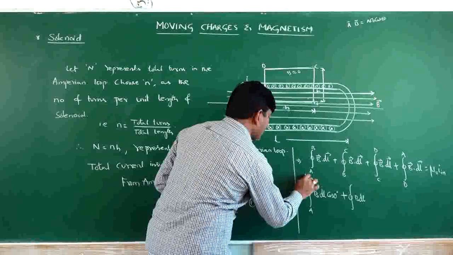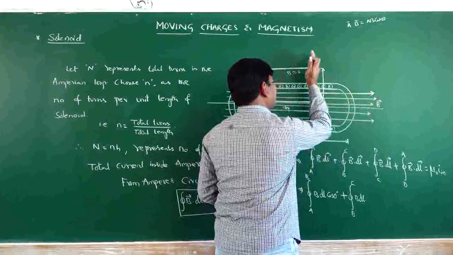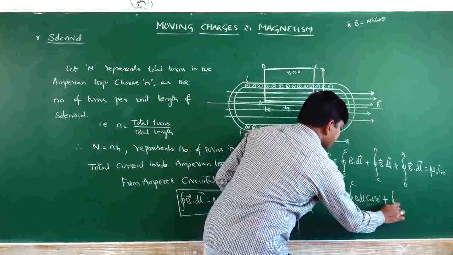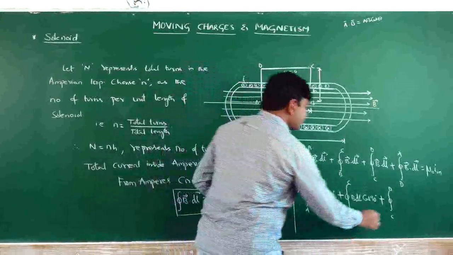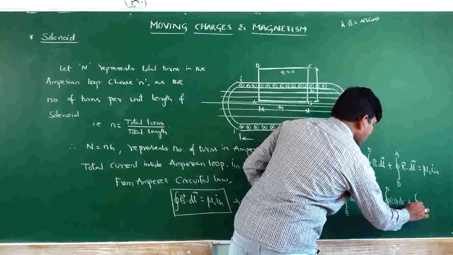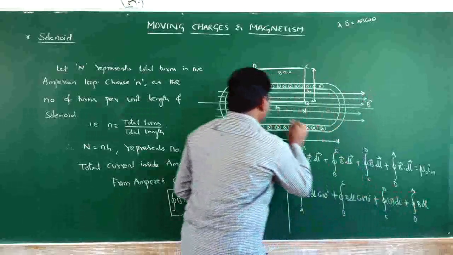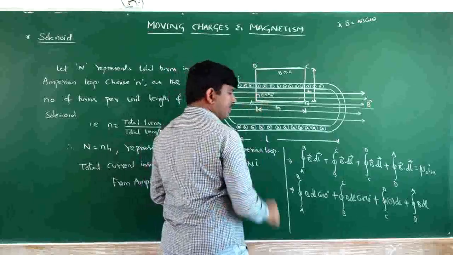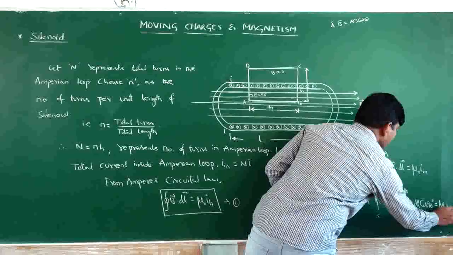Plus, B to C here. This angle will be, B bar is like this and the length is like this, so the angle between them is 90, so cos 90, plus the integral from C to D. Here B is almost taken as 0 because B is negligible outside the solenoid. Therefore, 0 into dL, plus the closed line integral from D to A, B into dL into cos theta, here theta is equal to 90 degrees over DA. Therefore, cos 90 degrees, is equal to mu naught into I inside.